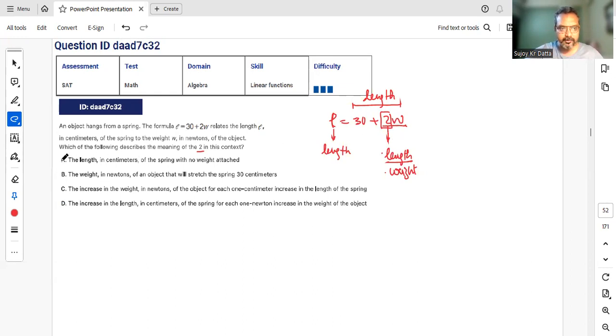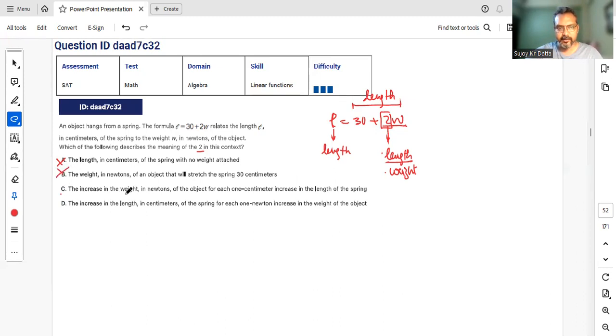So let's look at the options. A says the length with no weight attached. That would be wrong because if no weight is attached, then 30 will be the length, right? So it's not the length, it is the length by weight ratio. Okay, that's what is important. B says it's the weight of the object that will stretch to 30 centimeters. Now, W is the weight, 2 is not the weight. We can't multiply weight with weight to get length, so that won't be correct.